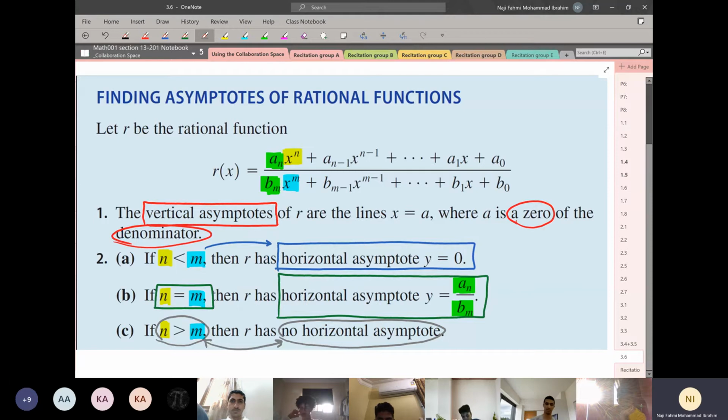We have three cases. If the degree of the numerator is less than the denominator, the horizontal asymptote is y equals 0. If the degree of the numerator is equal to the degree of the denominator, the horizontal asymptote will be y equals the leading coefficient of the numerator divided by the leading coefficient of the denominator. And the third case, if the degree of the numerator is more than the denominator, we say this rational function has no horizontal asymptote.